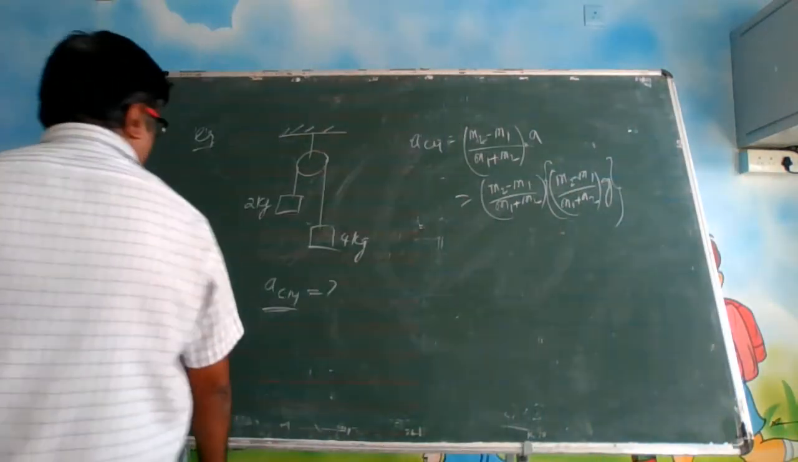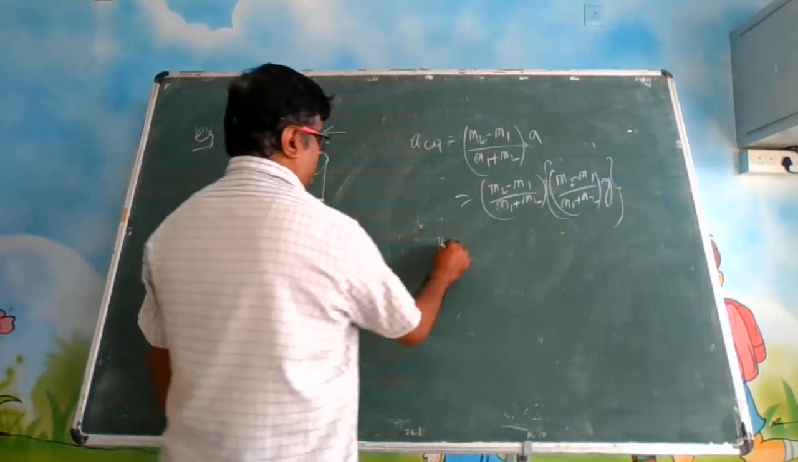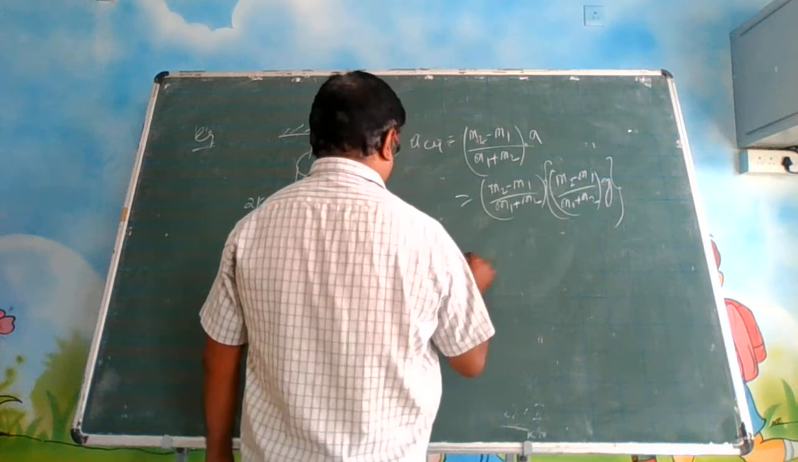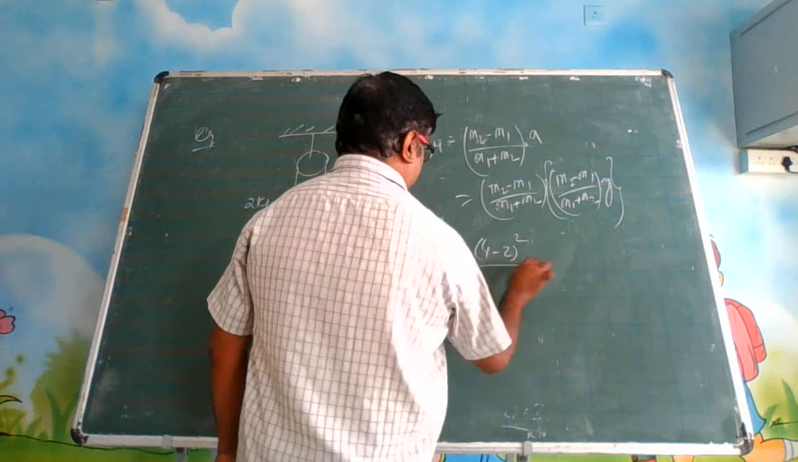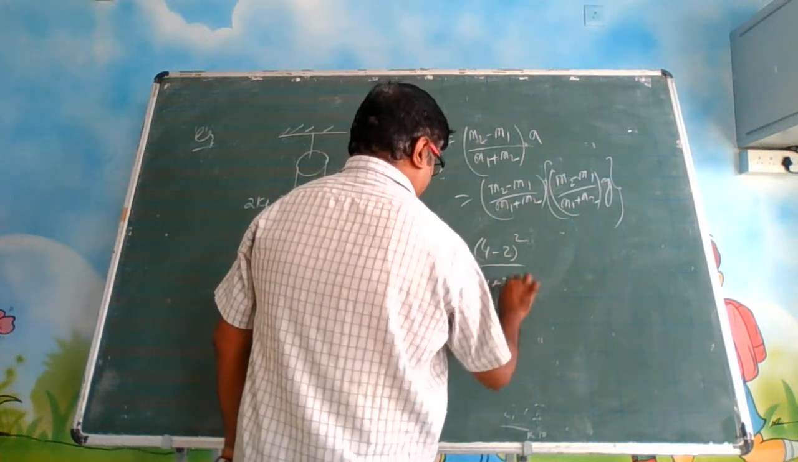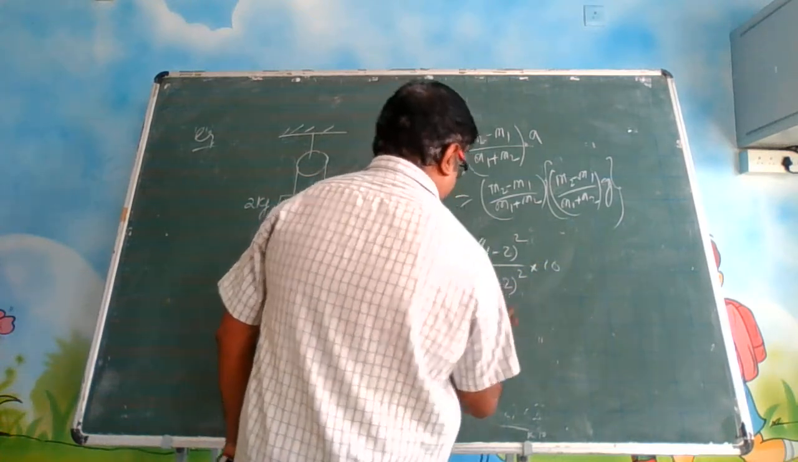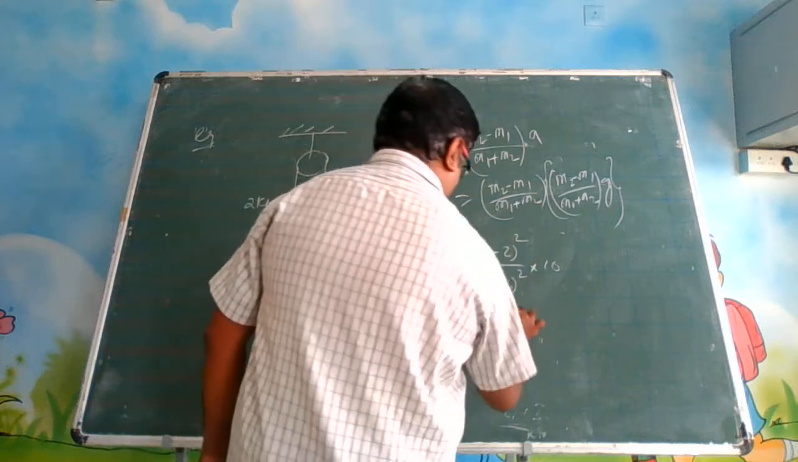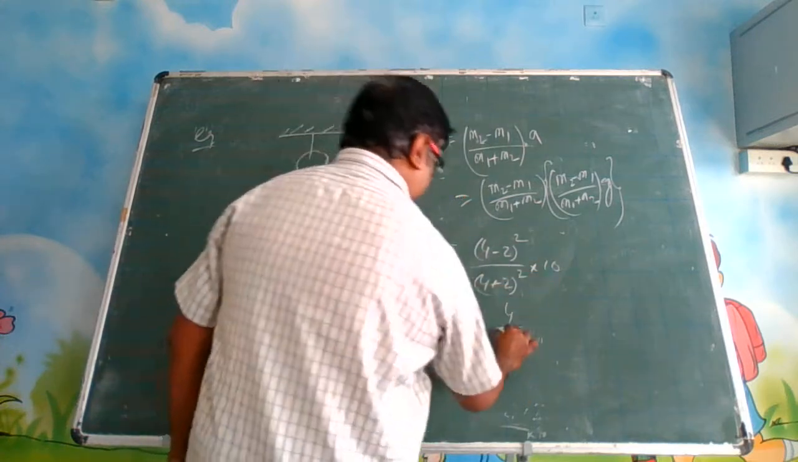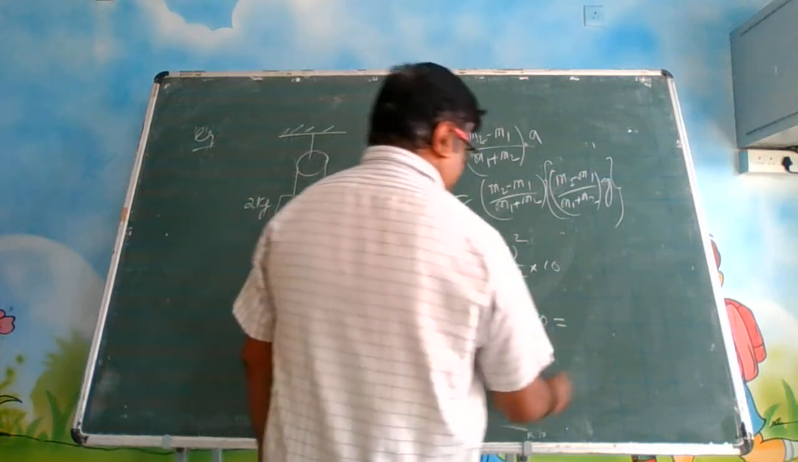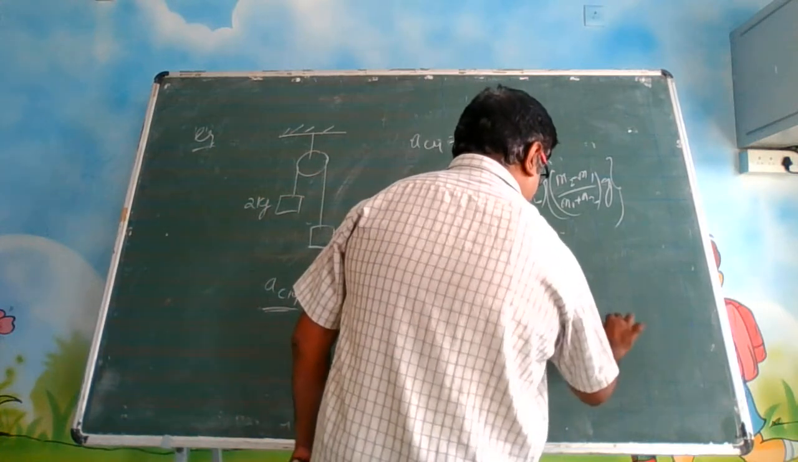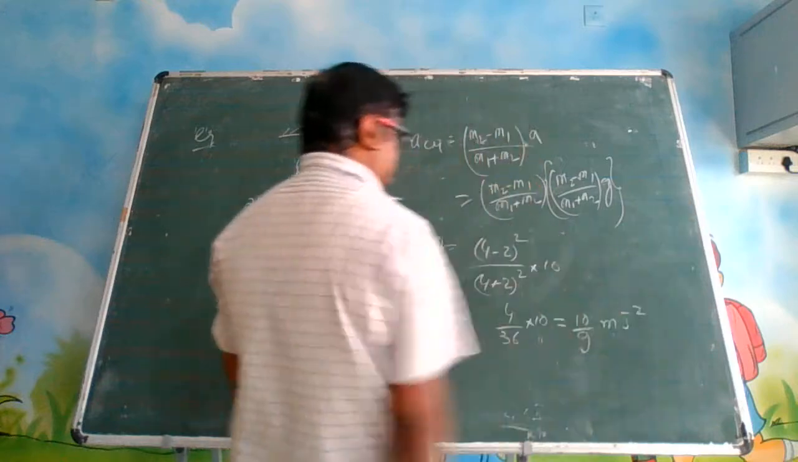Okay? So what are you going to get? This will become square. So we can directly put the value here. 4 minus 2 whole square by 4 plus 2 whole square into 10. 4 minus 2, 2 square 4. 4 plus 2, 6, 6 square 36 into 10. So it is 40 by 36 or 10 by 9 meters per second squared.